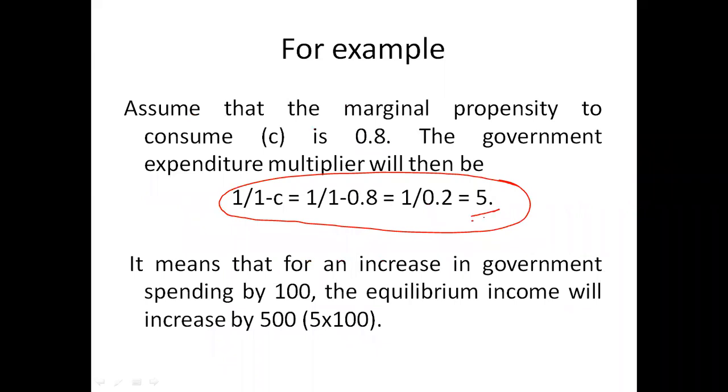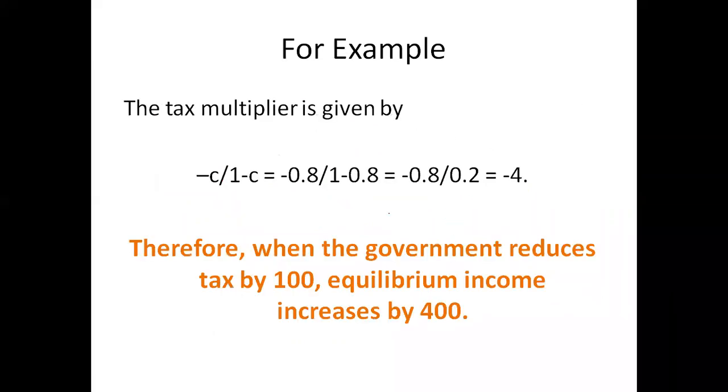Then we worked out this sum where we found that the government expenditure multiplier is 5. That means if the government spends 1 rupee, the people's income will increase by 5 rupees. Similarly, when the government decreases tax by 1 rupee, people's income will increase by 4 rupees.